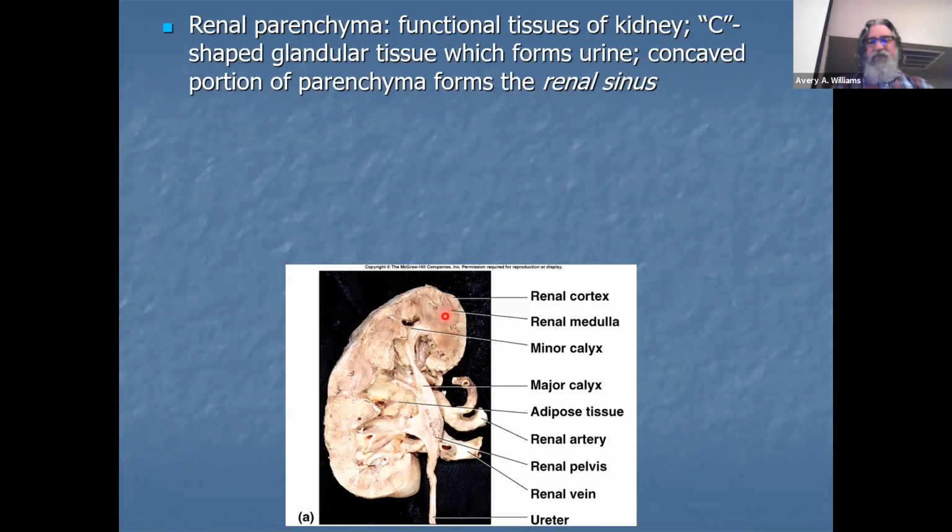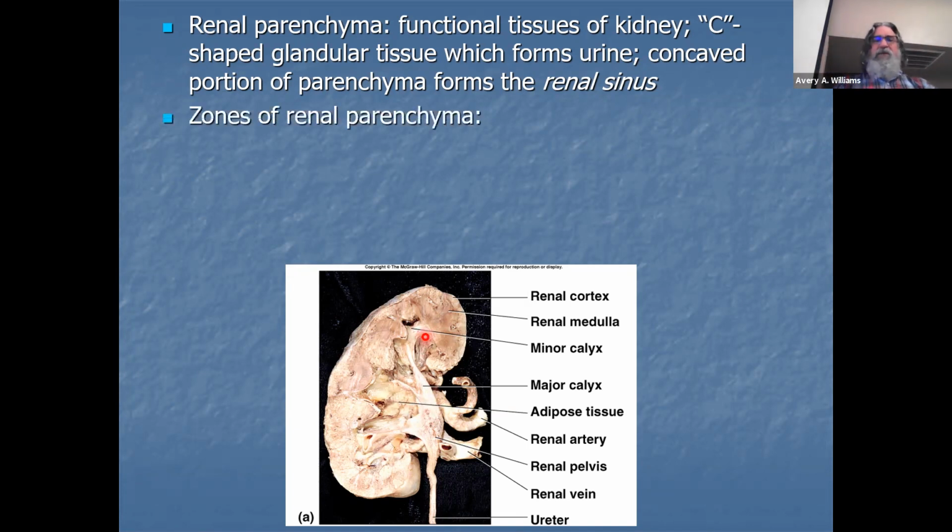The actual functional part is all this tissue out here, okay? This is part of the duct work and blood supply. So if you could remove that, it would look just kind of like a C. All right, that's the kidney, the renal parenchyma.